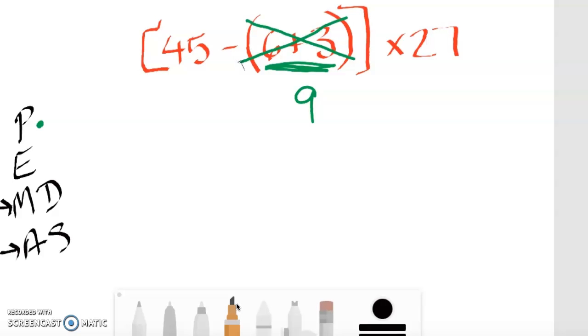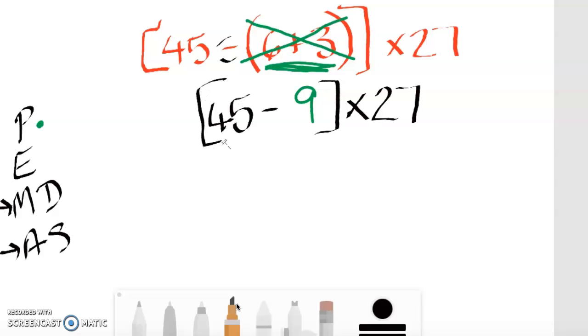Everything else that I haven't used. See this bracket here? I haven't used that yet, so I need to bring that down. The times 27, I haven't used that yet, so I need to bring that down. Looking on this side, this subtraction sign I haven't used, so I have to bring that down. And the 45 I haven't used, so I have to bring that down. Now I can do my close bracket. I've got everything that I haven't used.